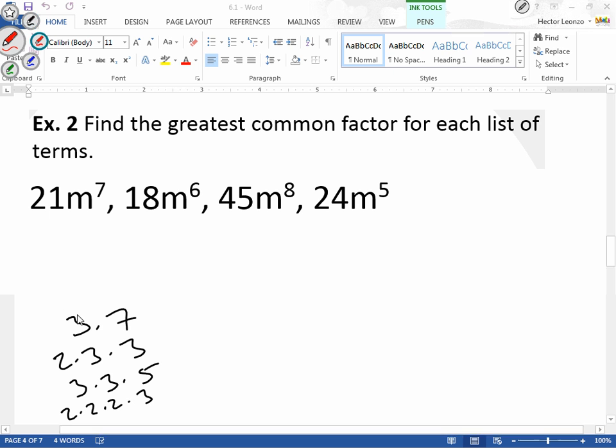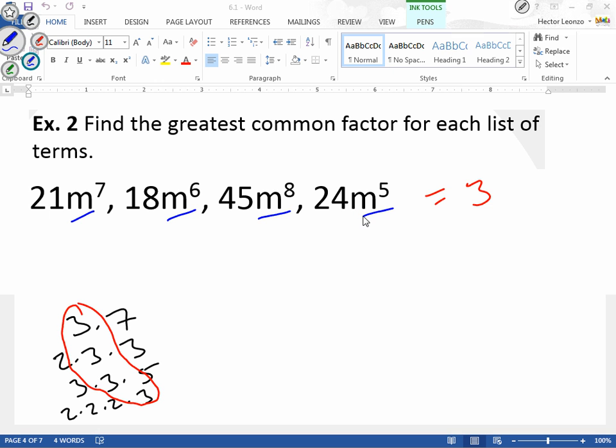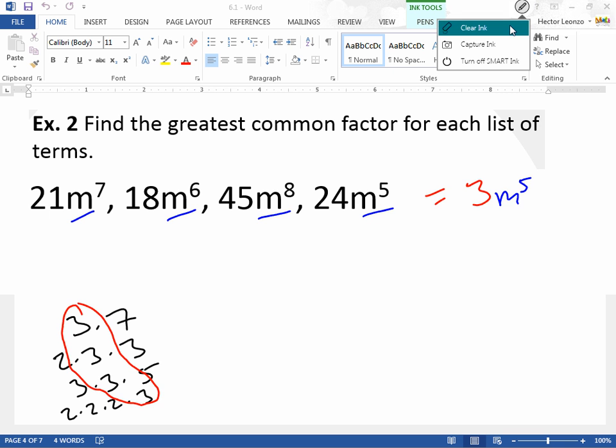So when it comes to numbers, I see they all have a 3, and that's it. So numbers wise, I'm going to say my greatest common factor is 3. Now, I see some letters. I see m to the 7th, m to the 6th, m to the 8th, and m to the 5th. Whenever we have letters, we always go with the smallest exponent. So in this case, I'm going to go m to the 5th. So numbers wise, the greatest common factor is 3. Letter wise is m to the 5th.